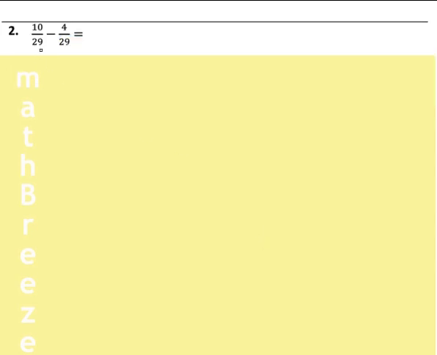In number 2, both denominators are the same. Both are 29. So we're just going to, and this is subtraction, keep that denominator and subtract 10 minus 4 is 6. So this is our result.